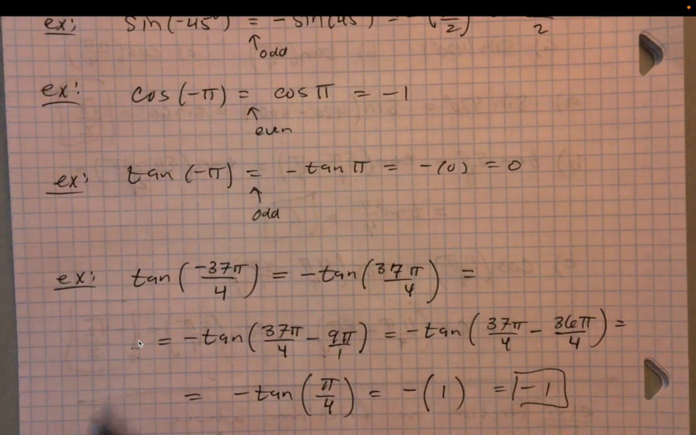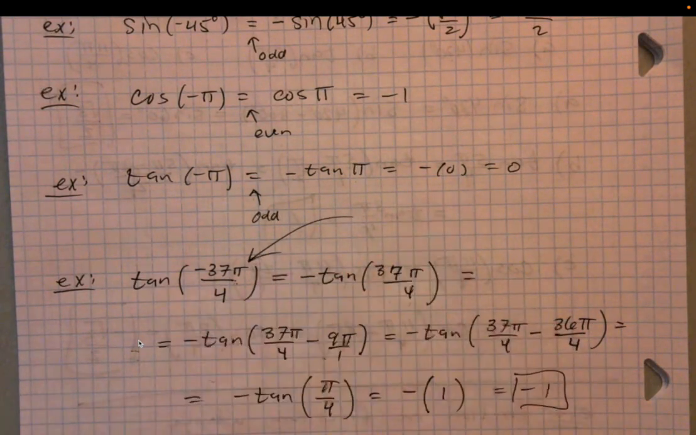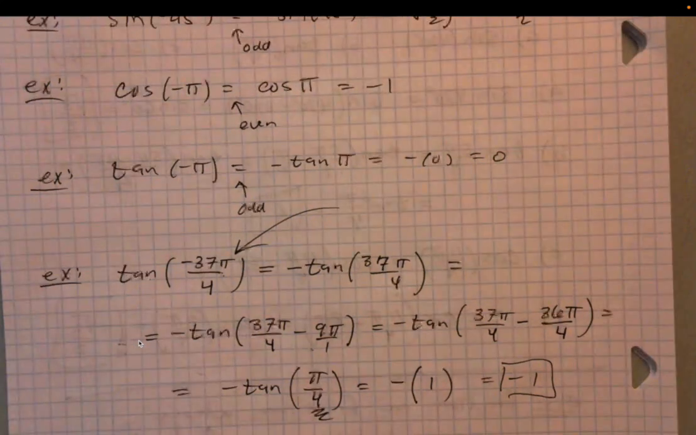Right? So you can see how you can take a really big, arbitrary, messy angle that you definitely are not going to find in your reference sheet, and using even odd properties and periodicity, you can just kind of reduce the problem to a very manageable angle. Pi over 4 is an easy angle. We know that one. We can look it up.